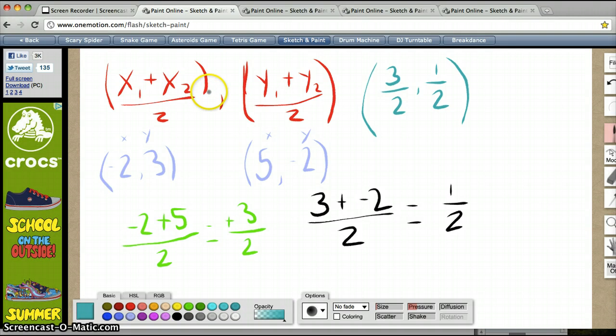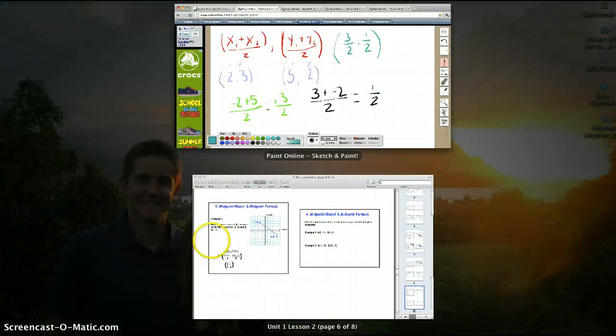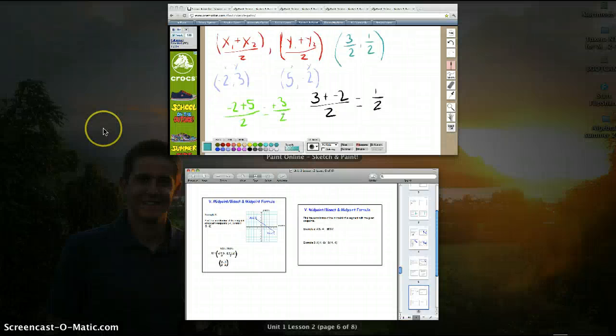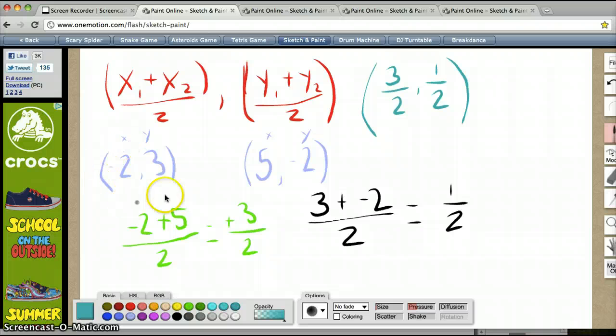Okay, first we're going to start with our midpoint formula, which is x1 plus x2 divided by 2, y1 plus y2 divided by 2. Now let's go back and see what our coordinates are. The coordinates of A are (-2, 3). So we've got (-2, 3) here. Now the coordinates of B were (5, -2).